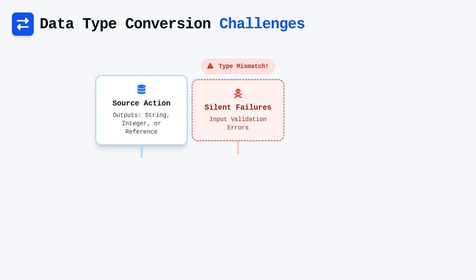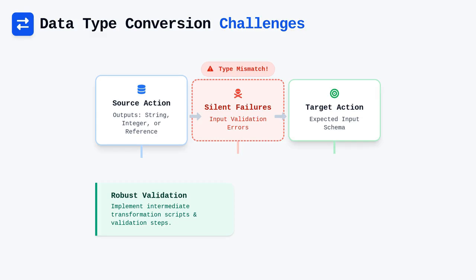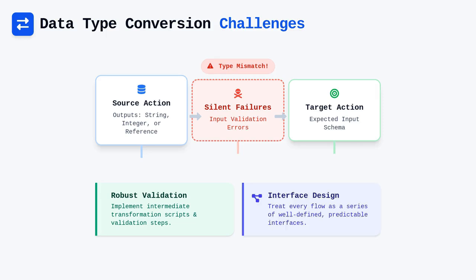We should verify these transformations by comparing the output of the source action against the expected input schema of the target action. If the architecture permits, adding a validation step or an intermediate transformation script can often resolve these irregularities and ensure the flow remains robust against unexpected data entry. By treating every flow as a series of well-defined interfaces, we reduce our dependency on implicit behavior and increase the predictability of the security operations lifecycle.